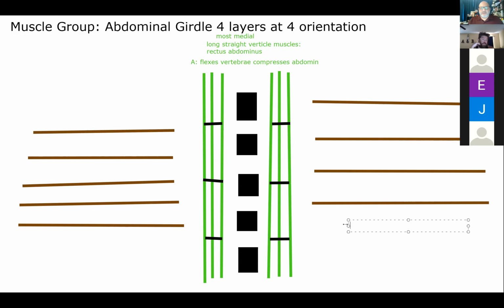These horizontal muscles are the deepest of our abdominal girdle muscles. And what are these deep horizontal muscles called? Transversus abdominis. Exactly. Like if you were taking a cross section of the body, this would be a transverse section. So it's the transversus abdominis.